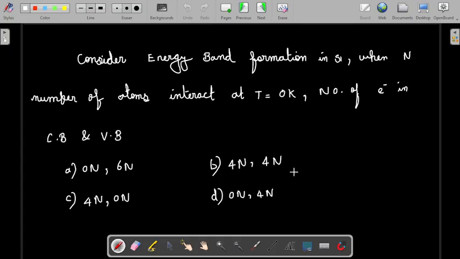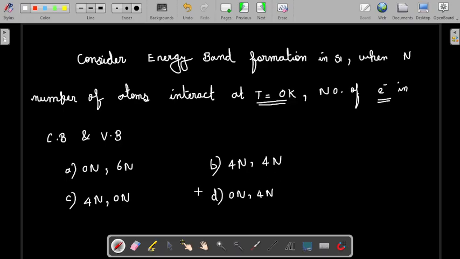So continuing from this question, the next question is slightly modified. Consider the energy band formation in silicon when n number of atoms interact at T equal to 0 Kelvin. So there is no thermal radiation or no electrons which jump because the temperature is at 0 Kelvin. So then the number of electrons, now note the word, number of electrons in the conduction band and valence band. They haven't asked about the states, they are just asking about the number of electrons. So please pause the video and try to answer and post in the comment section.